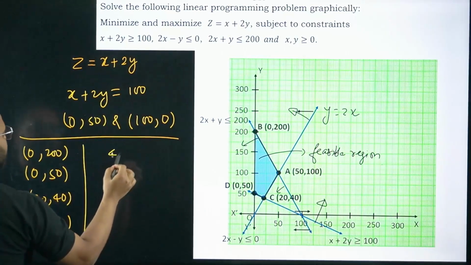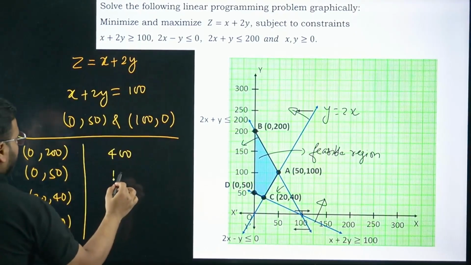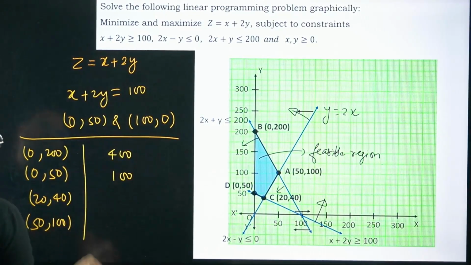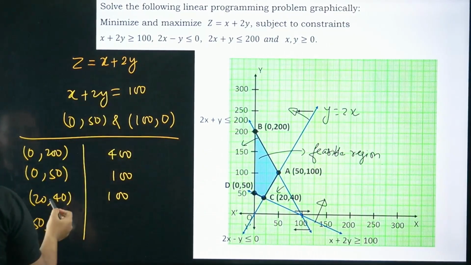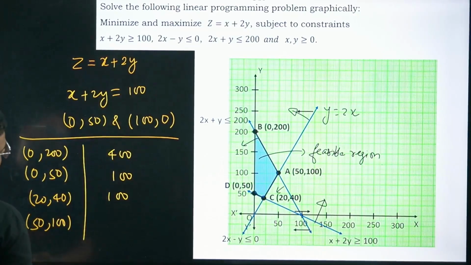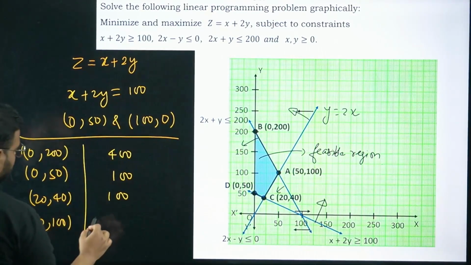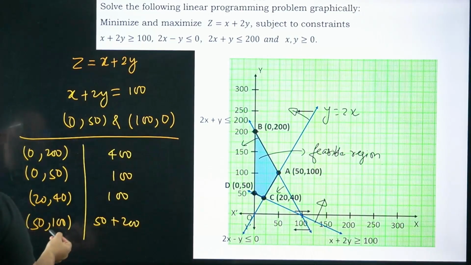So we get here 400. X is 0, y is 200, so 400. Over here you get 100 only. Over here we get 20 plus 80, so 100 again. Please check. x is 20, and 2 times 40 is 80, 80 plus 20 is 100. At 50, we get 50 plus 200, 250. Okay.